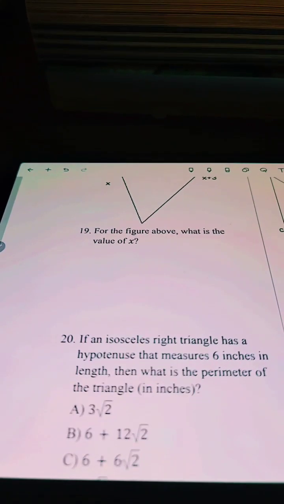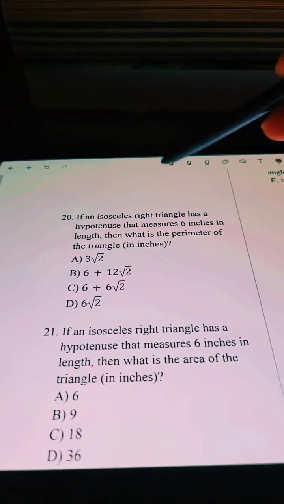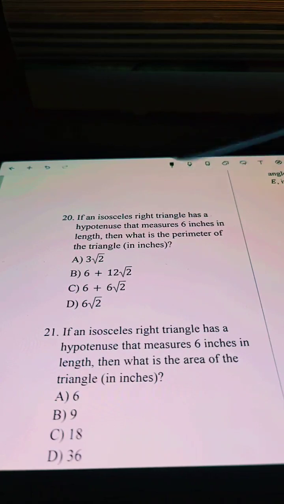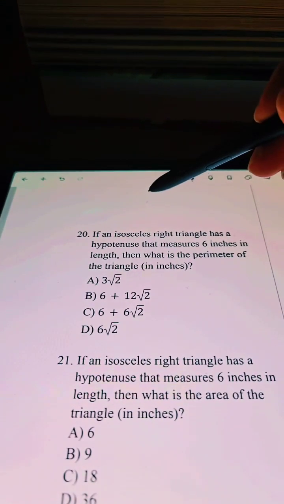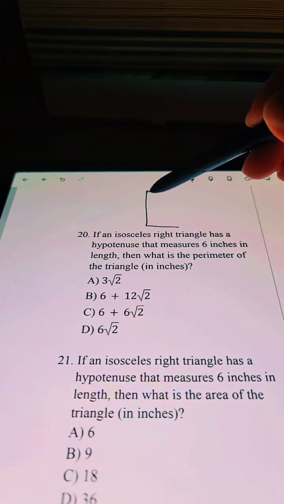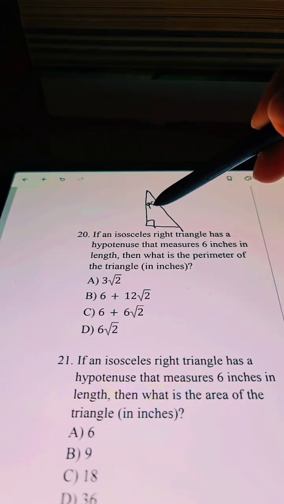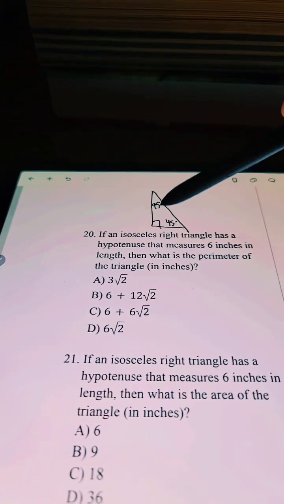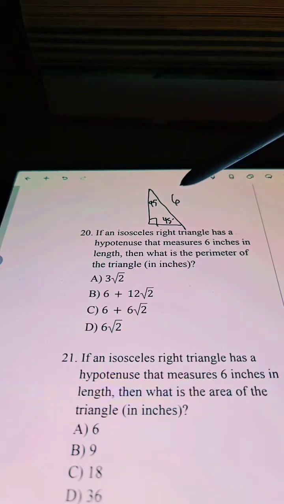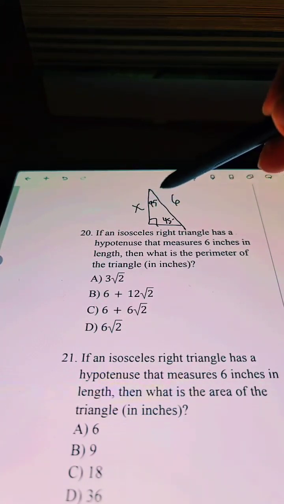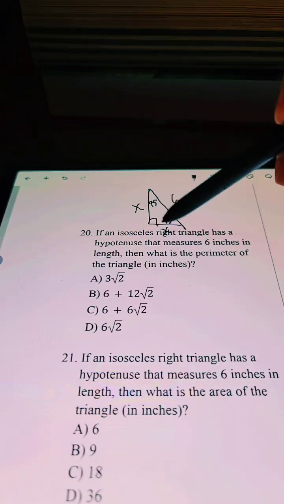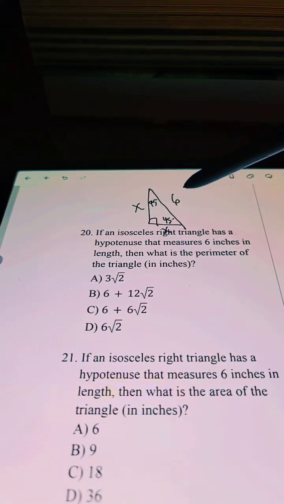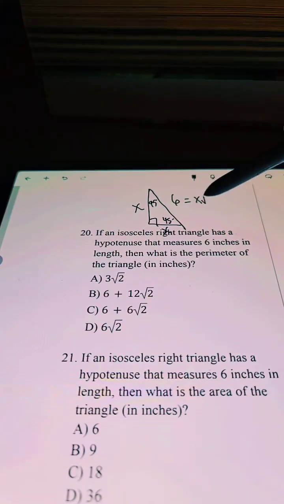Okay. So let's go to number 20. If an isosceles right triangle has a hypotenuse that measures 6 inches in length, then what is the perimeter of the triangle? So let's draw that. An isosceles right triangle is just another way to say a 45, 45, 90 triangle. So 45, 45, 90. And the hypotenuse measures 6 inches. And then remember, if it's an isosceles right triangle, that means that the legs, these side legs that touch the right angle, have to be equal to each other. And also you could say that the 6 is equal to x root 2.